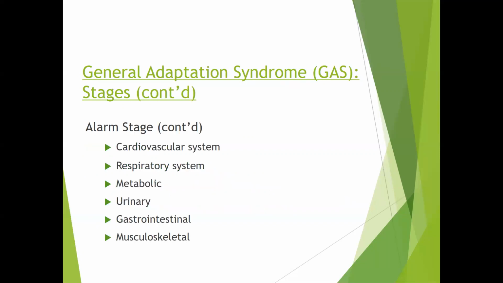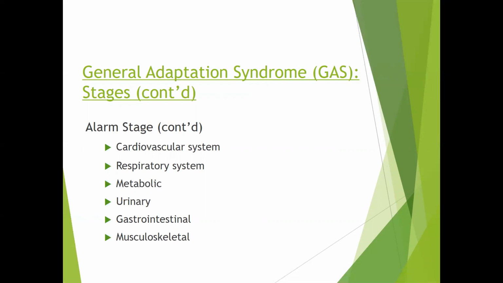Cardiovascular system, we increase that heart rate and blood pressure. The respiratory system, the bronchioles dilate, so that way we can get enough oxygen in our body so we can run away from that bear. Metabolic rate increases. The liver converts glycogen into glucose for energy, so we have energy to run away from the bear. Urinary, blood flow to the kidneys decreases and they retain more sodium and water, and renin secreted by the kidneys then produces angiotensin, which then constricts the arteries and tends to increase blood pressure.